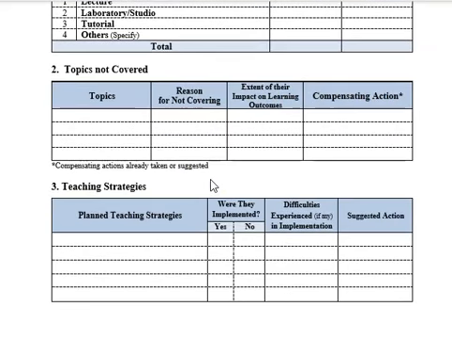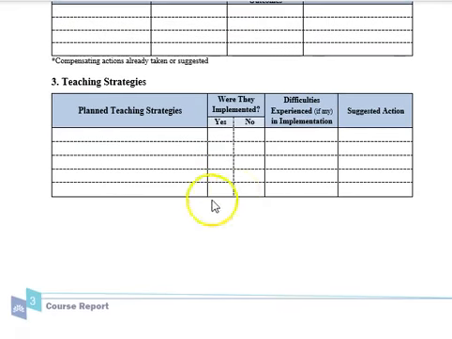Action in the course report means you have to write an activity with a specific task and specific time, and clearly you have to specify the responsible and supporting sides. Teaching strategies. Copy and paste them from the course specification. Then, write whether you implemented them or not. If yes, you can write if you experienced difficulties in implementation. If no, also write difficulties and suggested action.